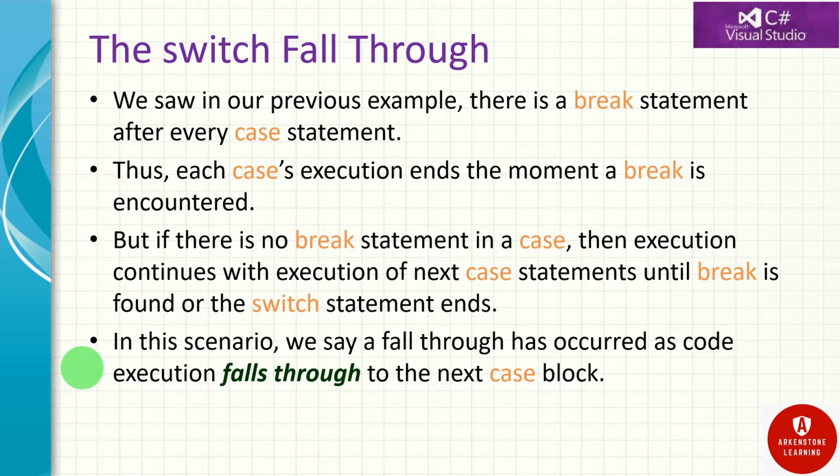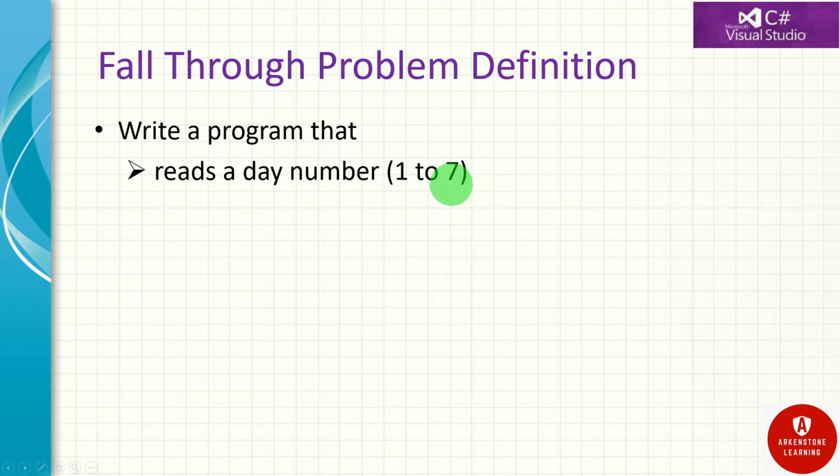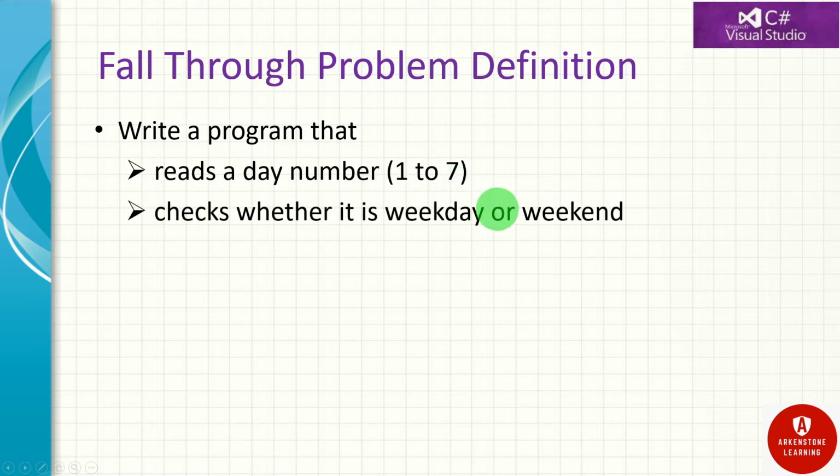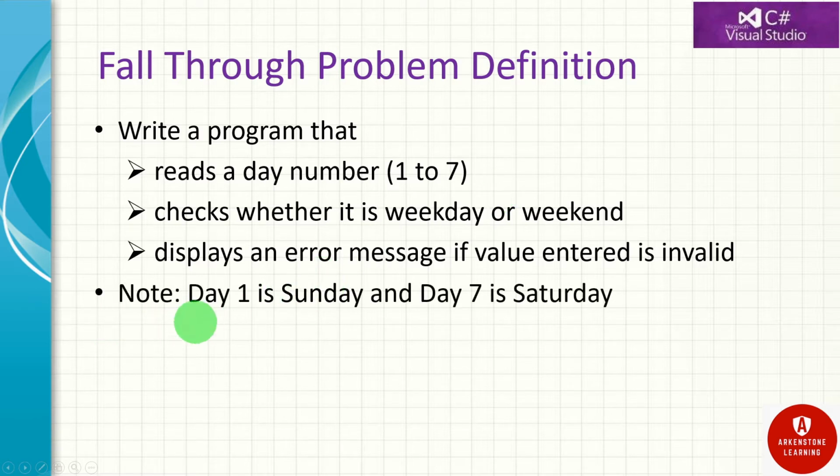So in order to understand it, let's consider a problem which involves a fall through. We will write a program that reads a day number which is from 1 to 7, checks whether it is a weekday or weekend, and displays an error message if the value entered is invalid. So if you enter a value which is less than 1 or greater than 7, it should display an error message. And we will assume that day 1 is our Sunday and day 7 is Saturday. So let's start writing that program.